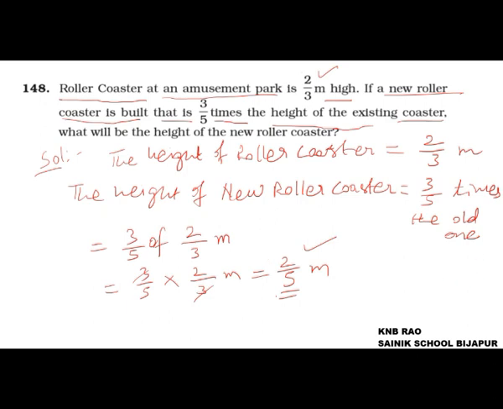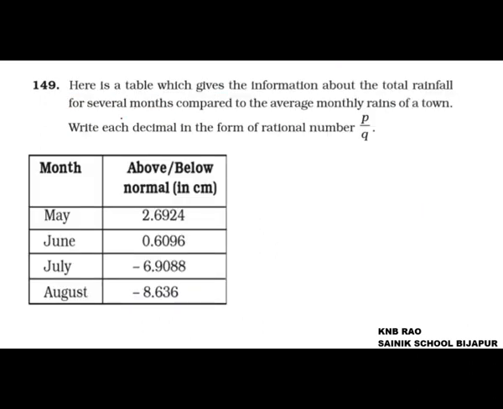Next, question number 149. In question number 149, here is a table which gives the information about total rainfall for several months compared to the average monthly rains of a town. So it is one town's rainfall month-wise given to us. What is asked? We are asked to write these decimals in the form of rational number P by Q. So we are asked to write in P by Q form.